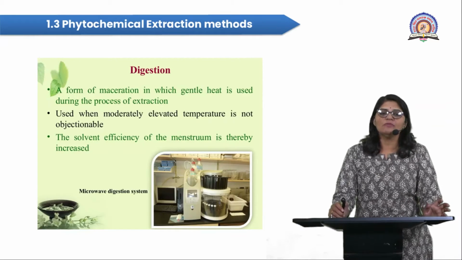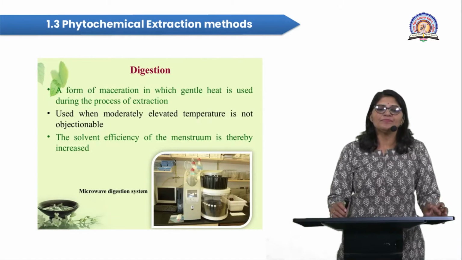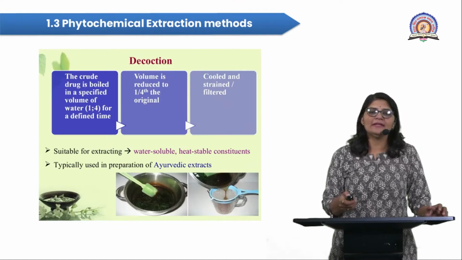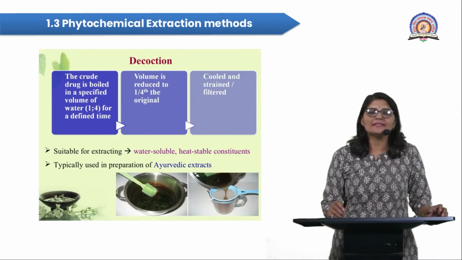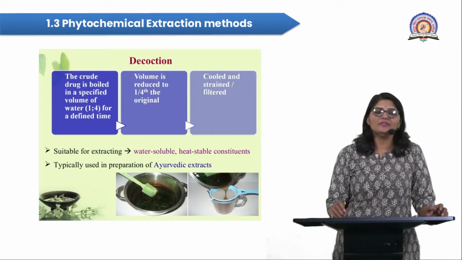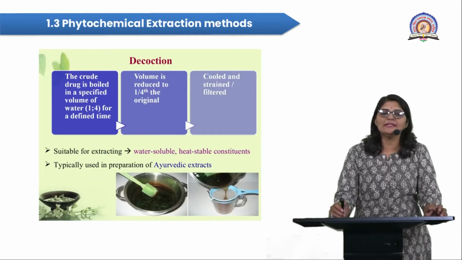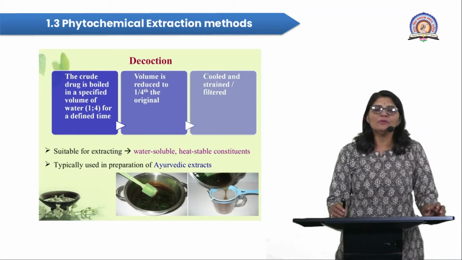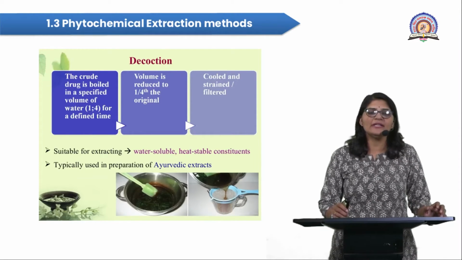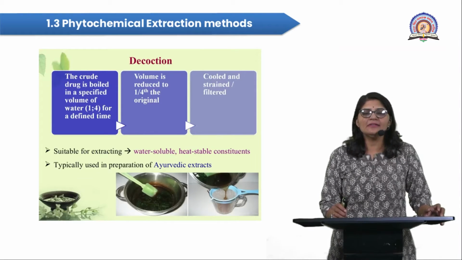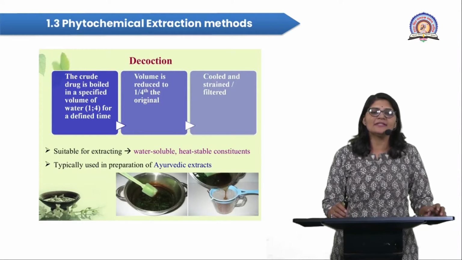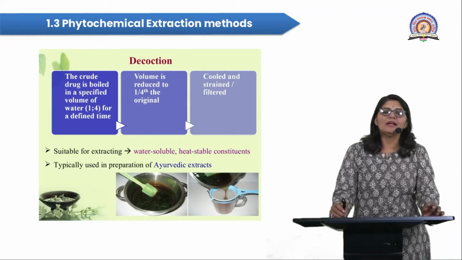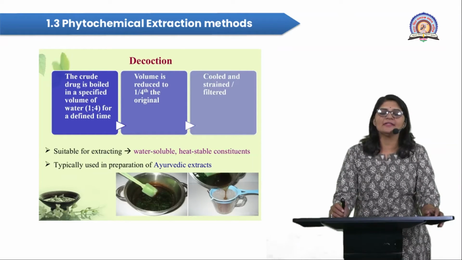Then the solvent efficiency of the menstruum is thereby increased. Then the next method is decoction. The crude drug is boiled in a specific volume of water, in a 1:4 proportion, for a definite time period. Then the volume is reduced to 1/4 of the original quantity, and then it is cooled down and strained or filtered. It is suitable for extracting water-soluble or heat-stable constituents.